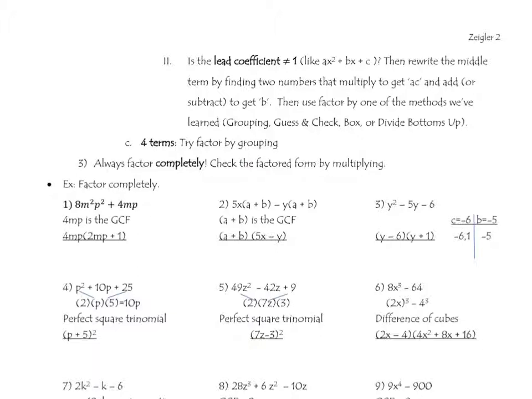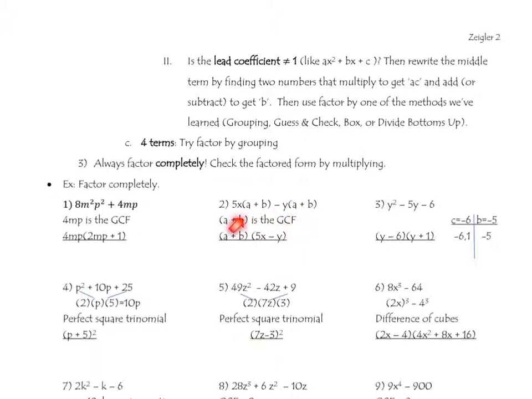So let's look at these problems. We're not going to solve them, we're just going to decide what method we are going to use. So in the first problem we have 8m squared p squared plus 4mp. Now, is there a greatest common factor? Yes, you can take a 4 out of both of these terms, and then you can take an mp out of both of these terms. If you have two m's, for instance, you take the one with the smallest exponent and remove that. So you would factor out the 4mp. So that's a greatest common factor problem.